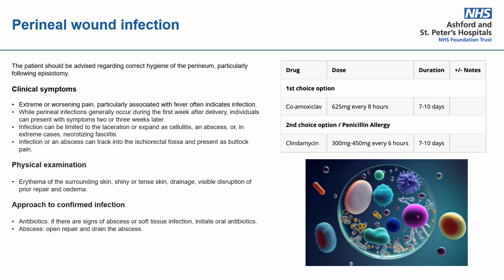Once a perineal infection is identified, it's important to prescribe the appropriate antibiotics if there are signs of abscess or a soft tissue infection. If, however, there is an abscess, the repair needs to be opened and the abscess needs to be drained.